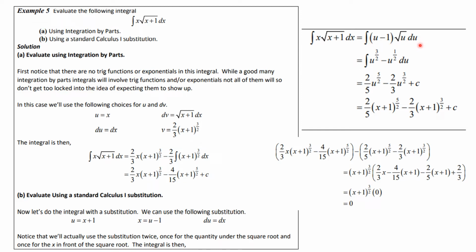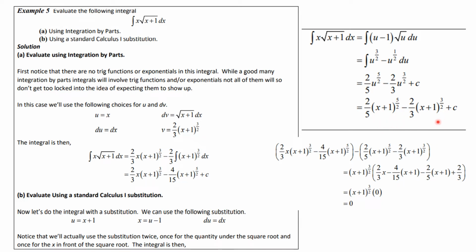This is homogeneous in u, which means I can distribute and integrate. I distribute the u to the 1/2 across, getting this. Make sure you understand these calculations. Then I perform term-by-term integration, getting this. And then I back substitute the original substitution, and I get this expression.